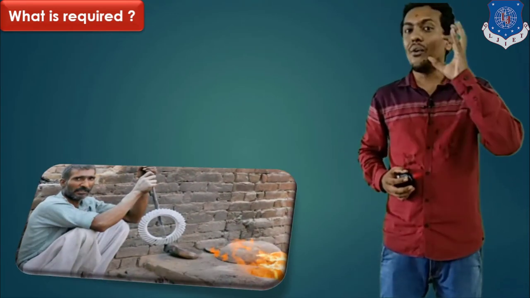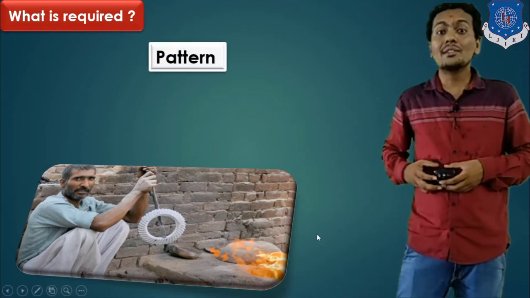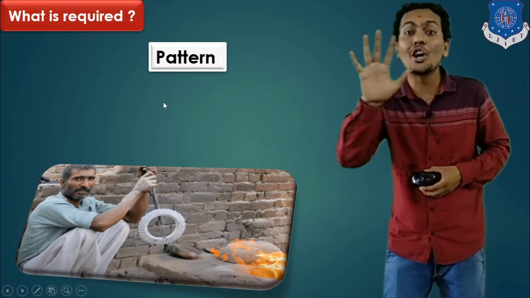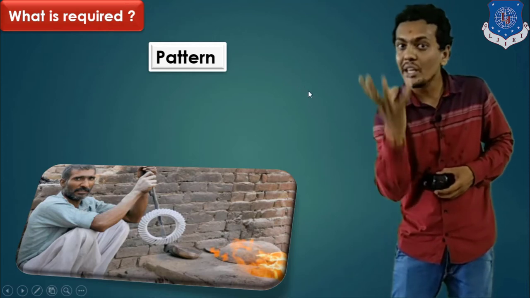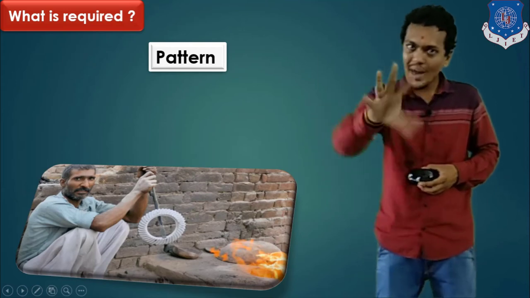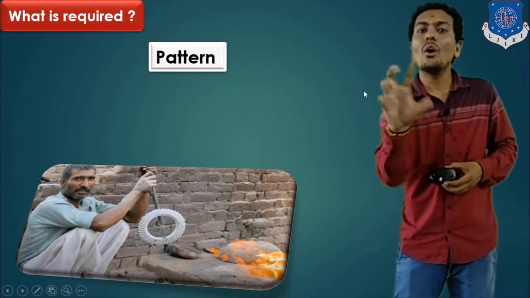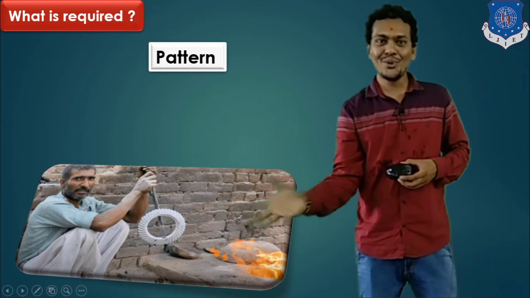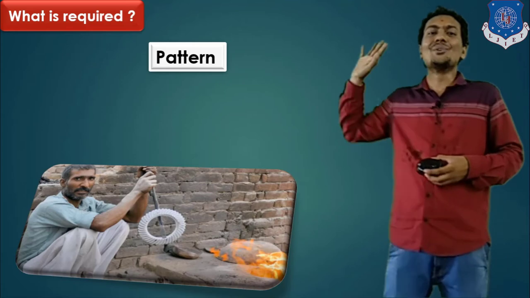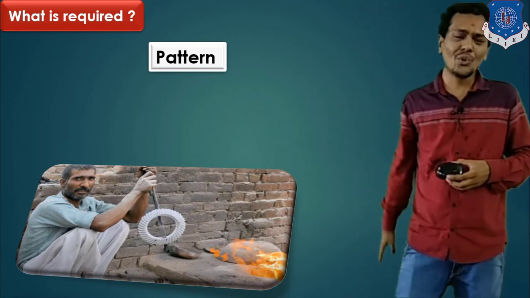For making of gear, what is required? Our final target is the gear, and that is ready with the help of the casting process. What is required? You require the cavity, or empty space, exactly as your product. It means you require the gear cavity, because your purpose is to make the gear. So what is required in the casting process? A pattern is required. So what do you mean by pattern?